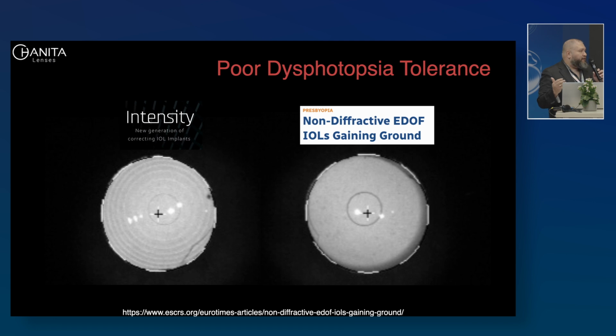Once we have it from Hanita, obviously I will be using it. But in the meantime, just to let you know that they combine really well. And we have seen that the dysphotopsias felt in the dominant eye are the main reason of whether the patient is satisfied or non-satisfied. So combining those is really useful for them.